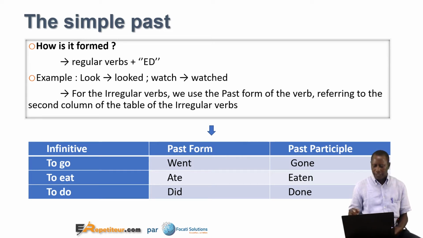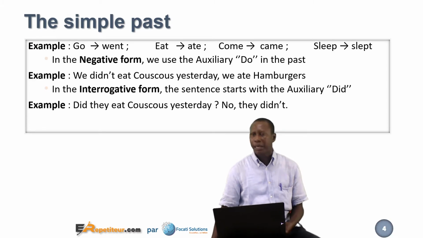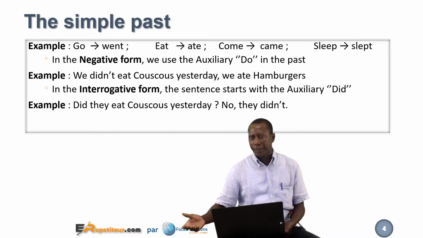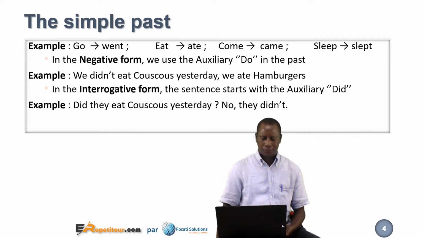And then, for the irregular verbs, we use the past form of the verb, referring to the second column of the table of the irregular verbs. You see, it is here in the middle. Went, ate, did. Example, to go will give went. To eat will be ate. To come, came. Sleep, slept.